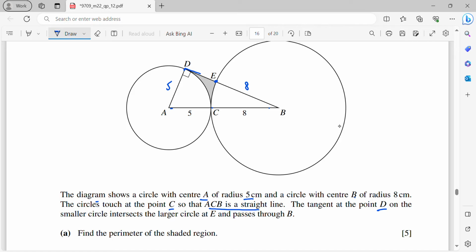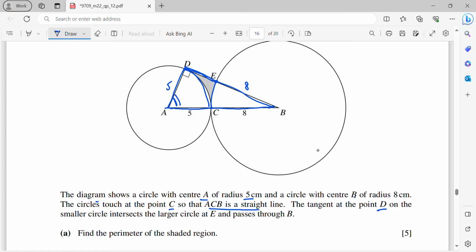So to get the perimeter of the shaded region, basically we need to know the arc length of DC, arc length of CE, and the straight line DE. Okay, but unfortunately none of the angles is given. So from here I can find angle BAD. So BAD or CAD, I need to find this angle first. Okay, so look at the right angle triangle here.